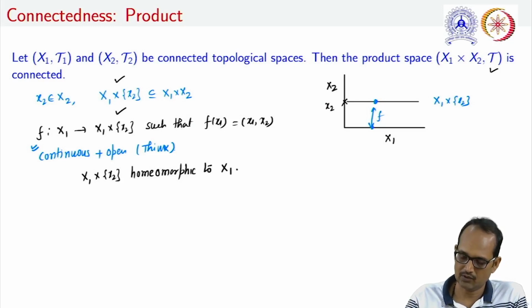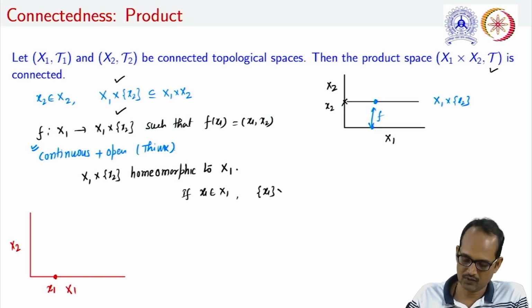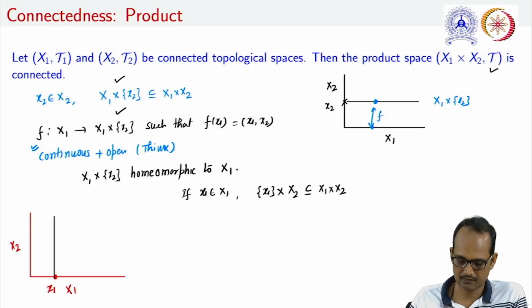Similarly, we can construct another subspace, and that can be visualized like this one. Let us take again the set x1 and the set x2. Now, if we take an element x1 of this set x1, what about this singleton set x1 cross x2? Obviously, this is a subset of x1 cross x2, and this is nothing but a vertical slice like this one.